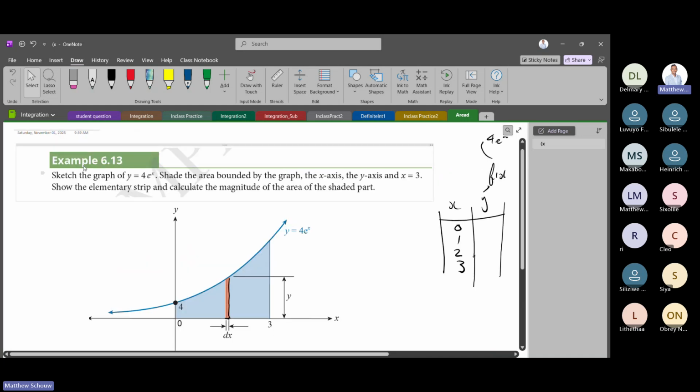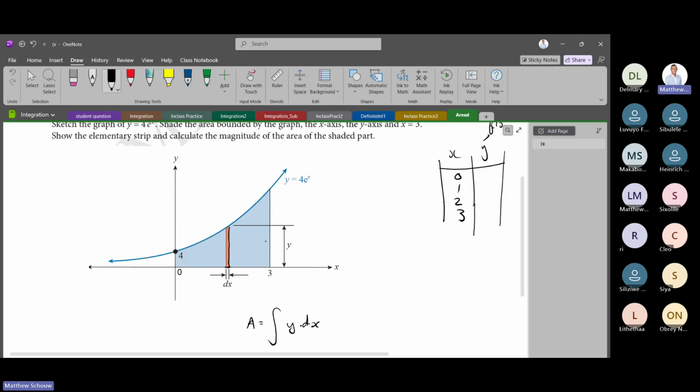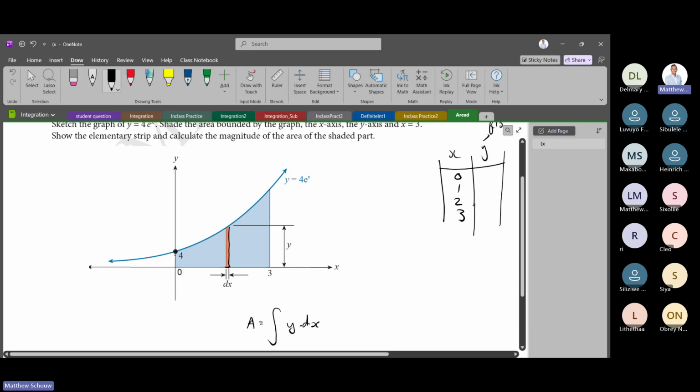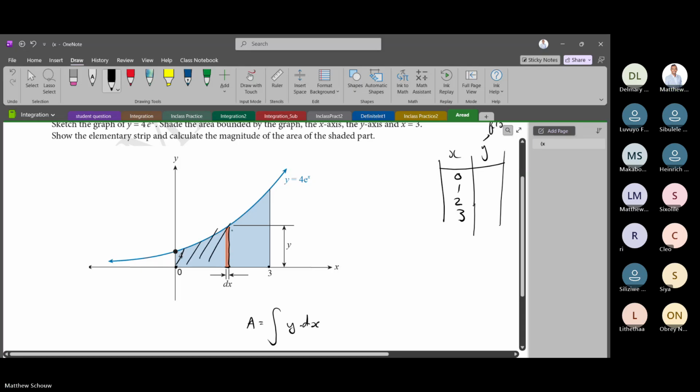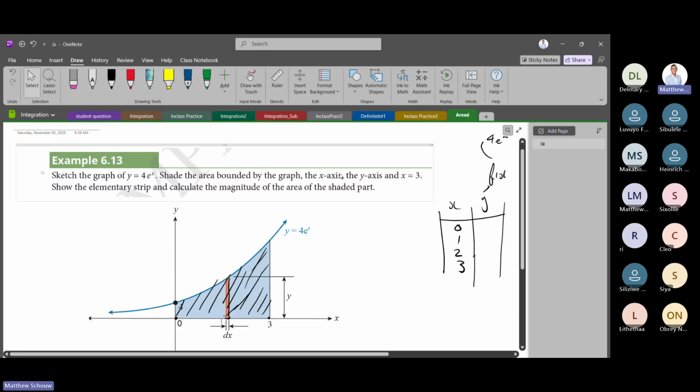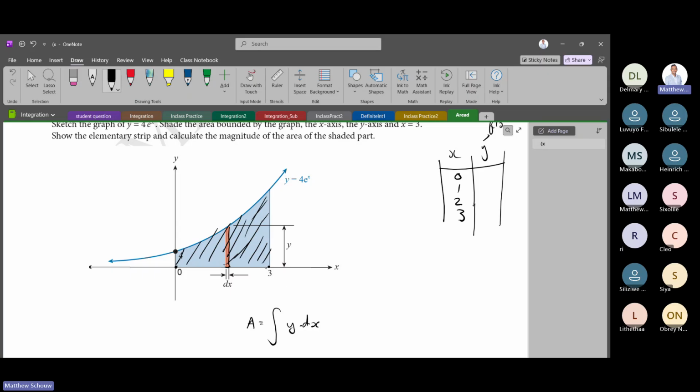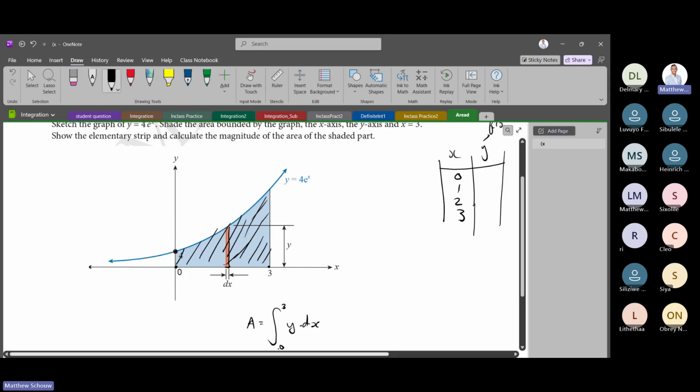Nevertheless, what they're asking here: sketch the graph, so shade the area bounded by the graph, the x-axis, the y-axis, and x equals 3. So what they're saying is that they want the area from here to there. What is that area? So how do we do that? Those values, right? The top value will be 3 and the low value will be 0. So that's the key part.